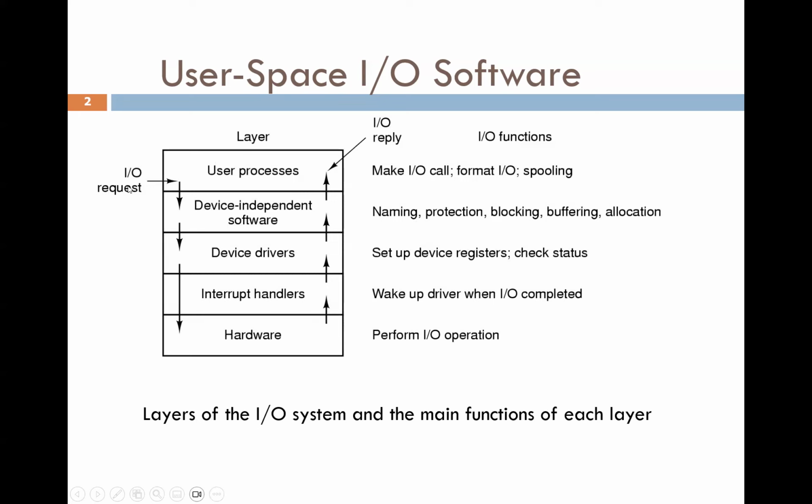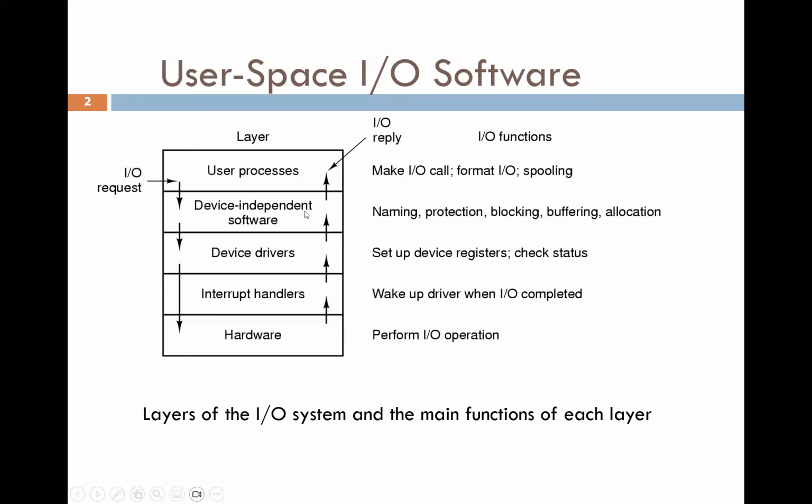Suppose any user requests some IO processing. The IO request is given to the first layer, the topmost layer, user processes. The user processes will make the IO call, format IO or spooling. Such types of IO functions this layer can perform. This layer will hand over the request to the next layer, the device independent software, where the functions involved are naming, protection, blocking, buffering, and allocation.